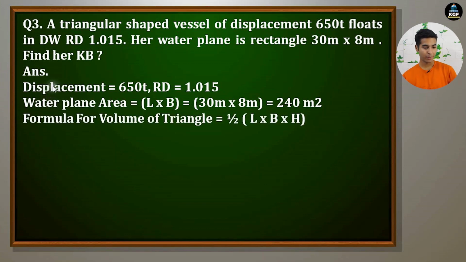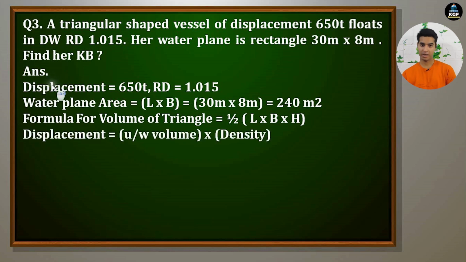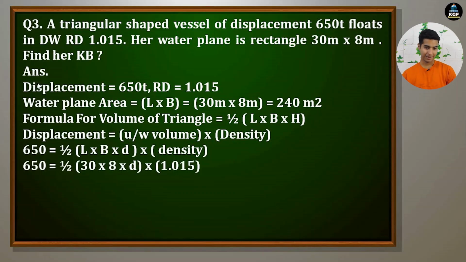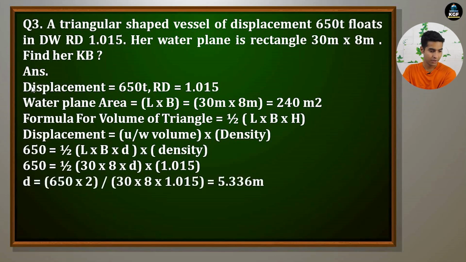So the formula for volume of a triangle will be half into L into B into H. Everyone knows. Displacement formula again we will use. So displacement will be 650 is equals to 1 by 2 into length into breadth into depth into density. So we know the length and breadth. Our water plane is 30 into 8. This is its length and breadth. So we have all the data, but we just have to solve for the D, that is draft. So 650 will be 1 by 2, 30 into 8 into D into 1.015. Once you solve, the draft will be 5.336.